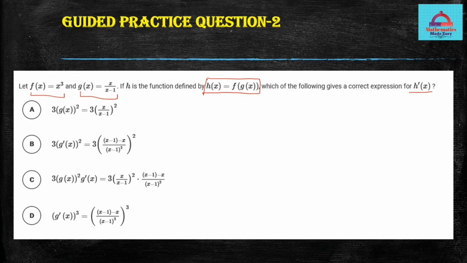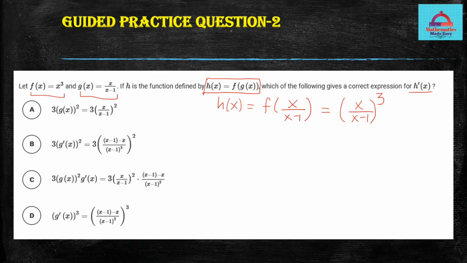So let's first find h(x), which is defined as f of g(x). So inside the function f, I'm going to substitute the function g as x over x minus 1. So that would give me, by the definition of function f(x), x cube. So it is x over x minus 1 whole cube. This is how my function h(x) is defined.